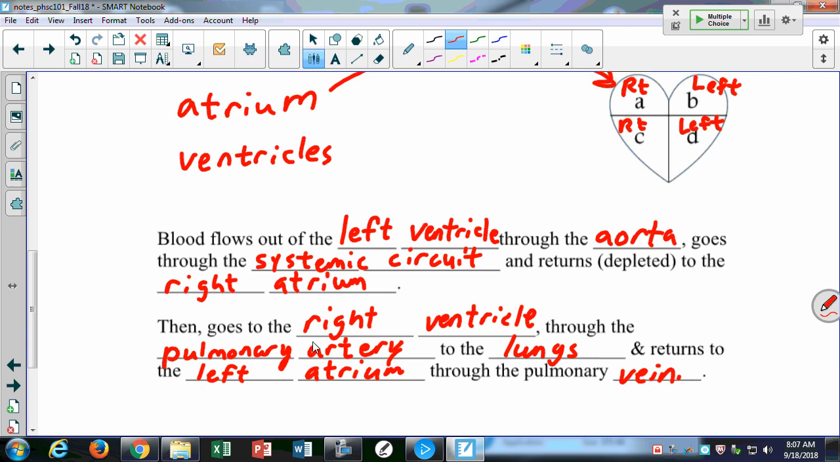Once you have just a basic understanding of how blood flows through the heart and how it goes through the different circuits, the systemic circuit and the pulmonary circuit. Do you have a video? Yes, I do have a video. I'll show it to you in just a second.